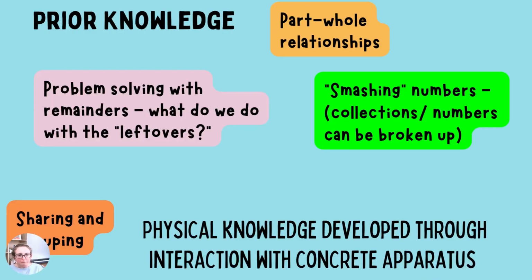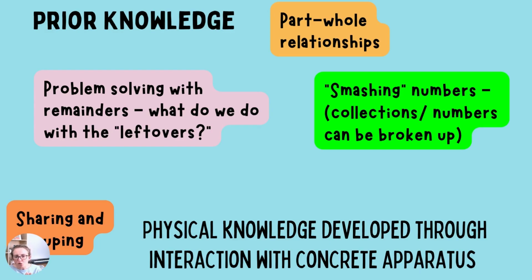So let's have a look. What do learners come in with? What do they know by the time they get to sort of grade 1, grade 2? Well, they've had experience with part-whole relationships, problem solving with remainders. What do we do with the leftovers, sharing and grouping? And I like to say smashing numbers so that numbers can be broken up. They know you can make collections of things. And so they've got this physical knowledge, which is developed through interaction with concrete apparatus. And now we're going to develop their social knowledge.